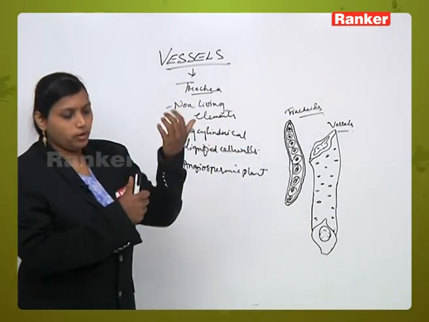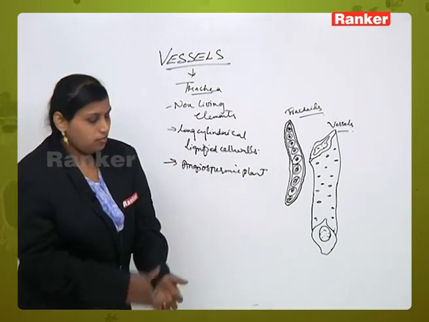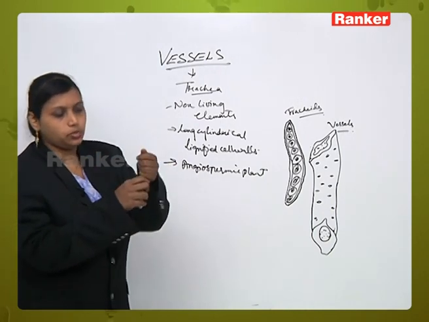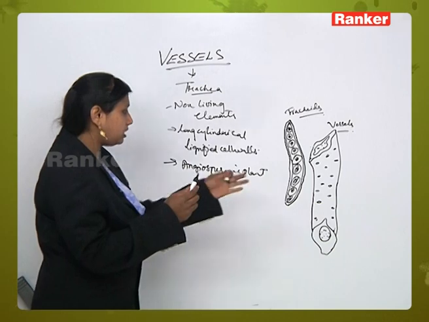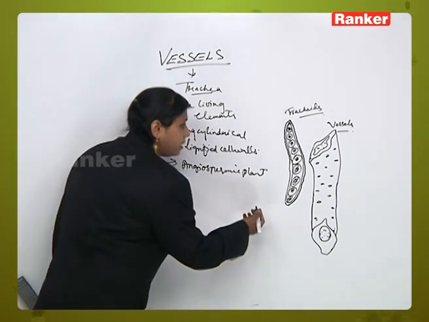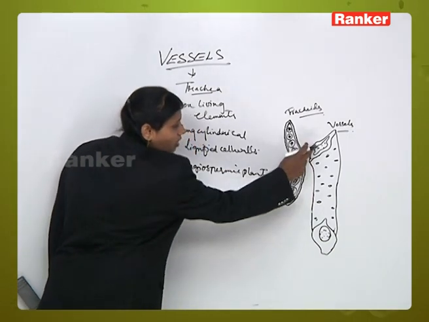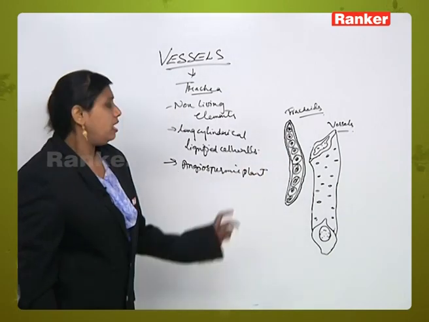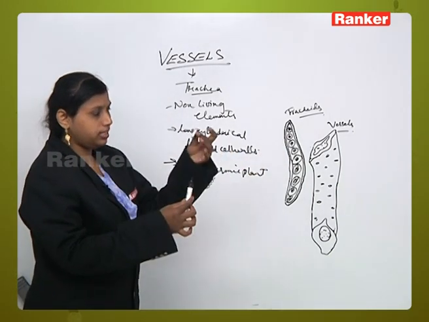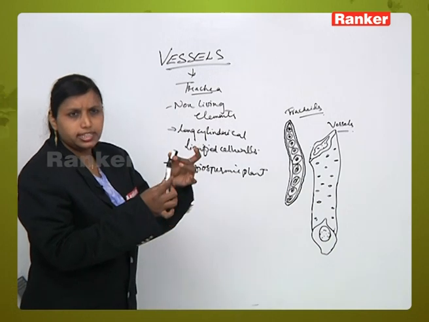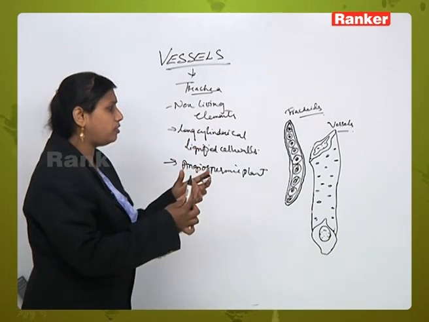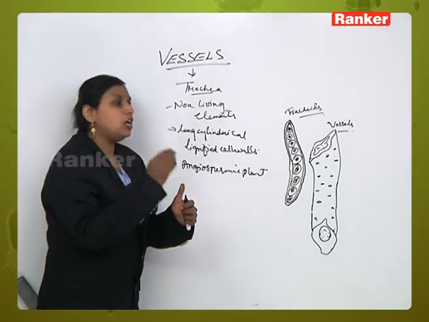Now vessels are interconnected with each other. One vessel is connected over the other vessel, this one is connected with this one, and this one is connected with this one. These connections are made because of the presence of perforations on the vessels. So the interconnection between two vessels is because of the presence of perforations in their common walls.